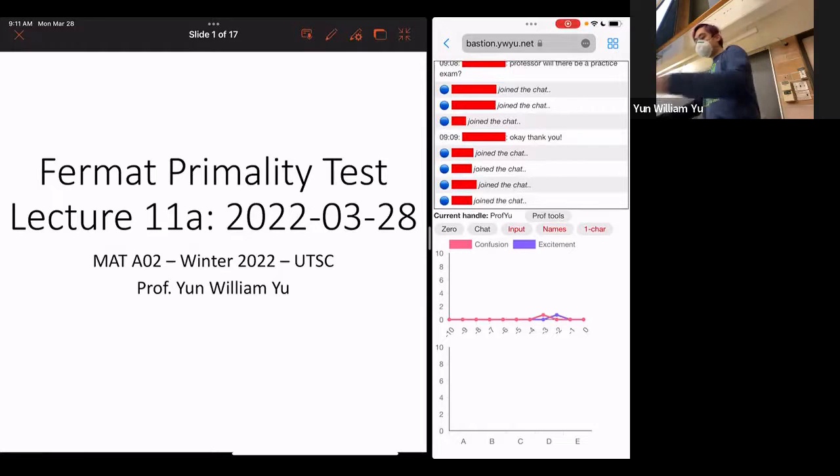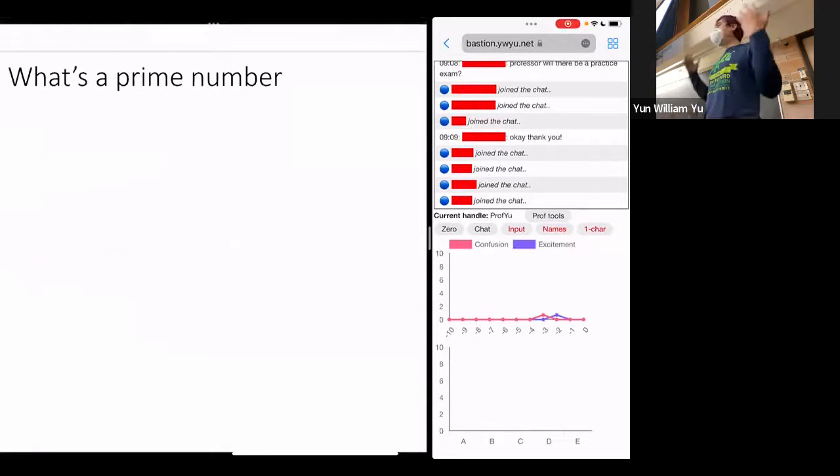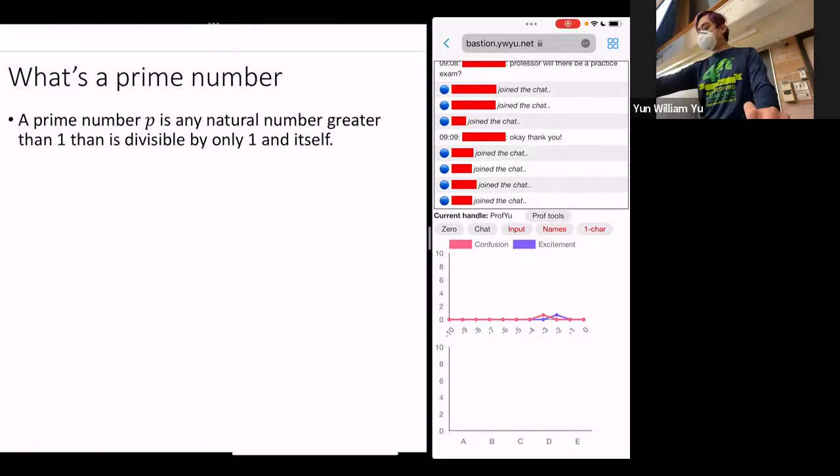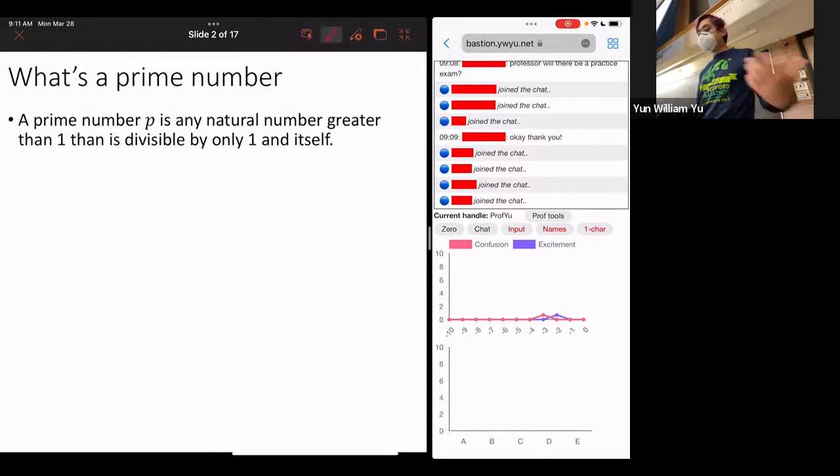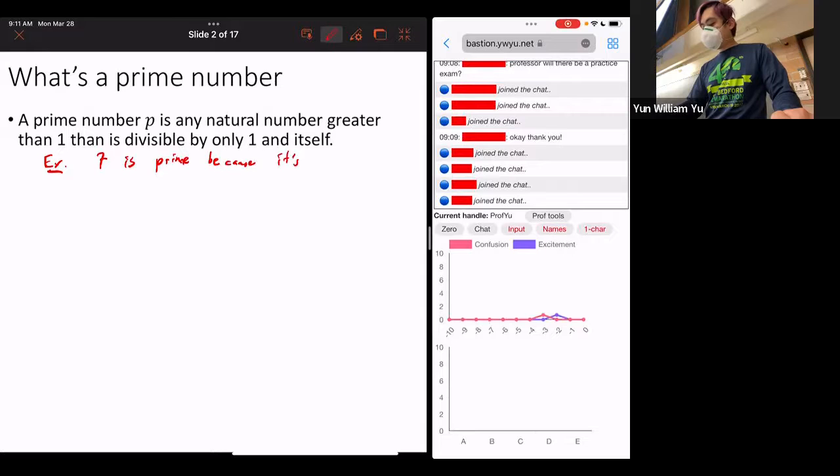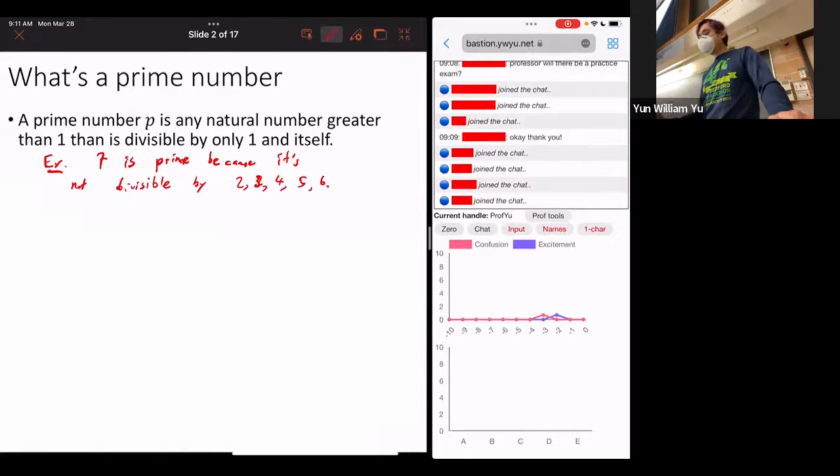Okay, so Fermat primality tests. What's a prime number? We've covered this a bunch of times at this point, but a prime number is any natural number greater than 1 that is divisible by only 1 and itself. So for example, 7 is prime because, oh sorry, it's not divisible by 2, 3, 4, 5, or 6.